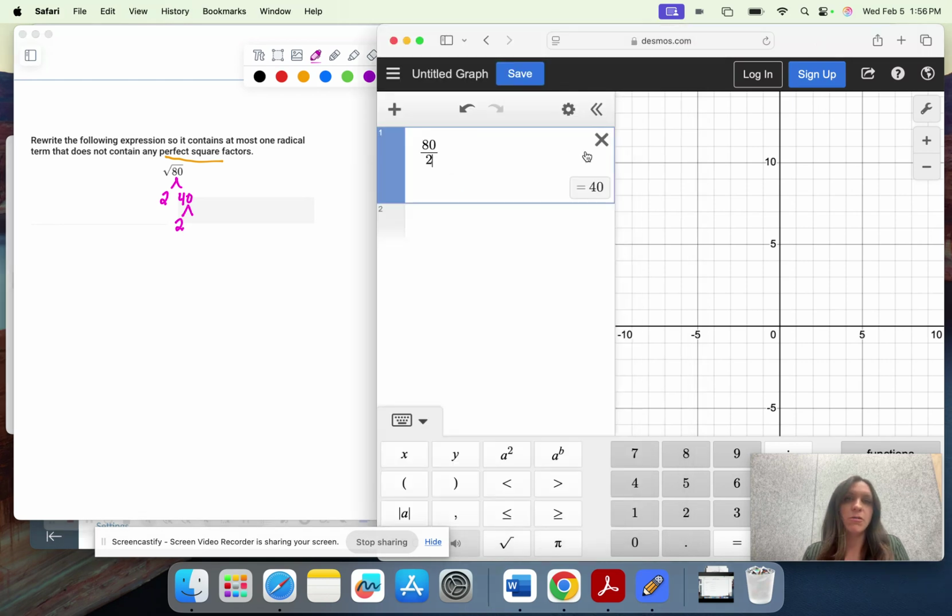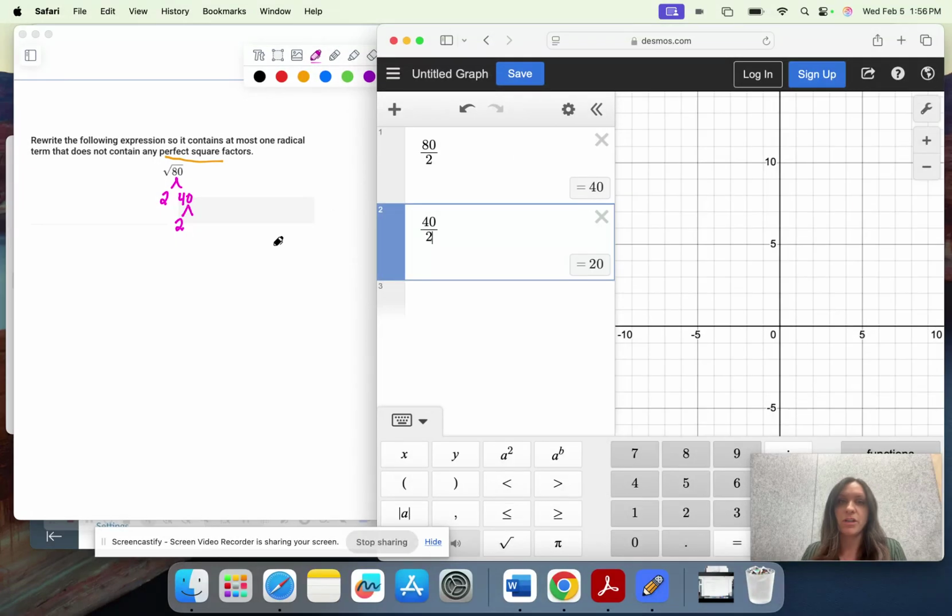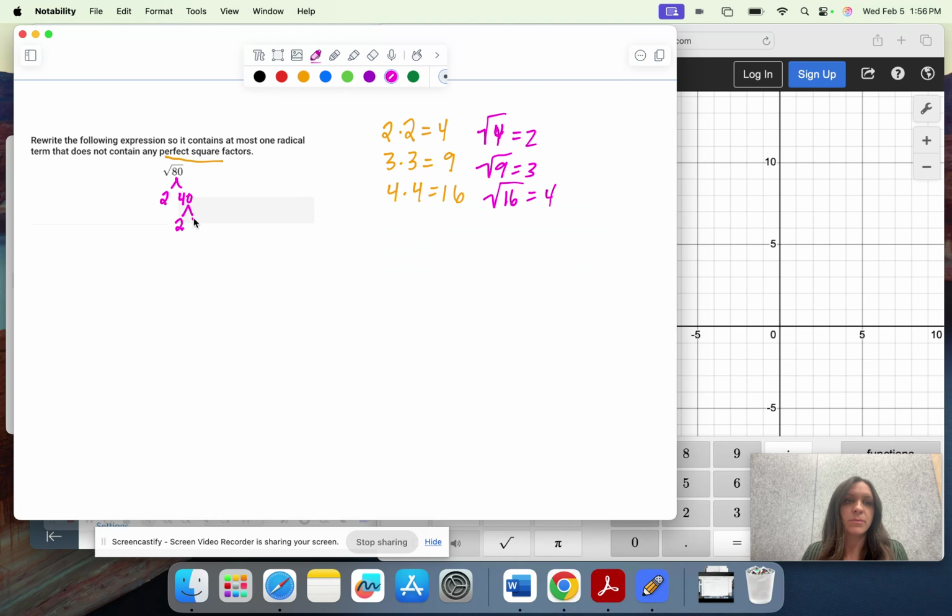And if you don't know, it's okay to use your calculator. Okay? 40 divided by 2 is 20. 2 times 20 is 40. So I'm breaking down each number. 20 is 2 times 10. 10 is 2 times 5. So I have all of these are now prime factors.